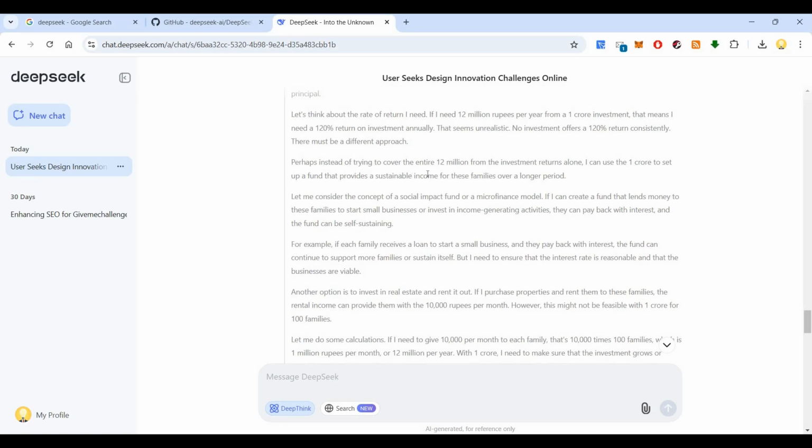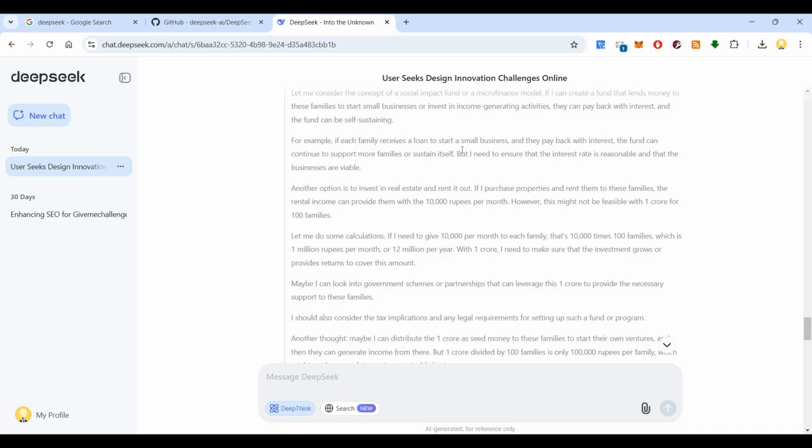Perhaps instead of trying to cover the entire 12 million from the investment returns alone, I can use that 1 crore to set up a fund that provides a sustainable income for these families over a longer period of time. Let me consider the concept of a social impact fund or a microfinance model. If I can create a fund that lends money to these families to start small businesses or invest in income generating activities, they can pay back with interest and the fund can be self-sustaining. The fund can continue to support more families, but I need to ensure that the interest rate is reasonable and that the businesses are viable.